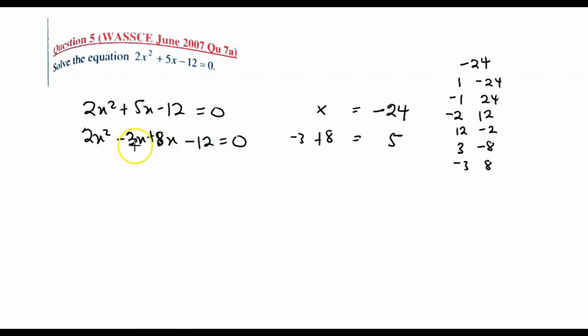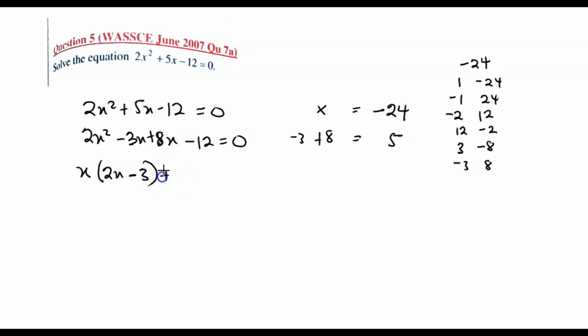The arrangement can be changed, so please don't be bothered as to how I've arranged it. You can bring the 8x first before the negative 3x. It's still going to work for you. So now that we have a 4-term polynomial function on the left hand side, then we can factorize them in multiples of 2. So the first two terms, the common factor between 2x squared and minus 3x is actually x. So we have x(2x minus 3).